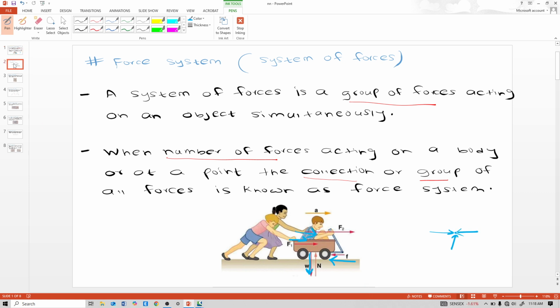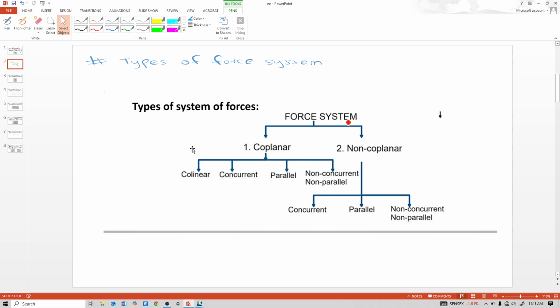And there are types of force system. One is collinear force system, one is coplanar force system, other is non-coplanar force system. Then collinear, concurrent, parallel, non-concurrent, non-parallel, and concurrent, parallel, non-concurrent. So we will see step by step what is the meaning of these forces. Meticulously we will see.